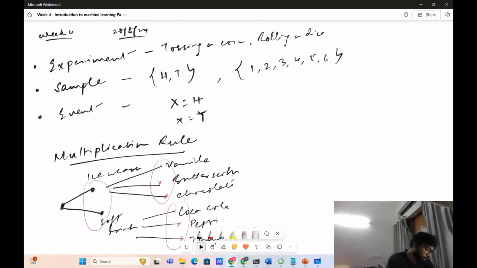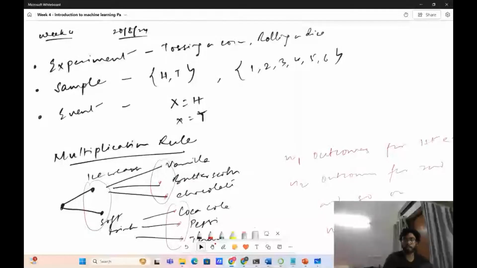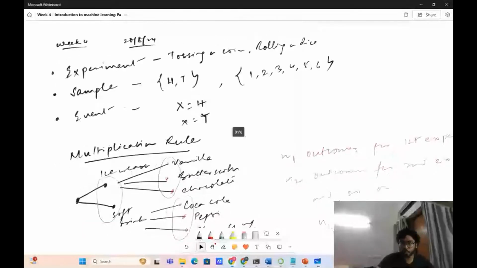So the multiplication rule says that if you have n1 outcomes for the first experiment, and corresponding to each of those n1 outcomes you have n2 outcomes for the second, and so on, you will end up with a total of n1 times n2 times dot dot dot outcomes. Let me see, it's getting out of the screen.